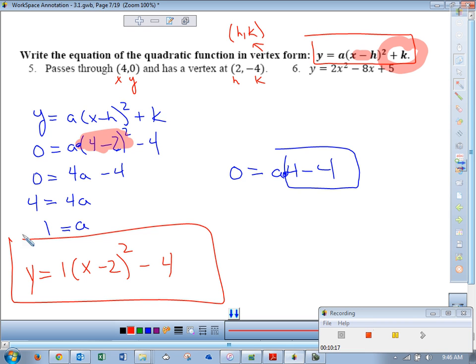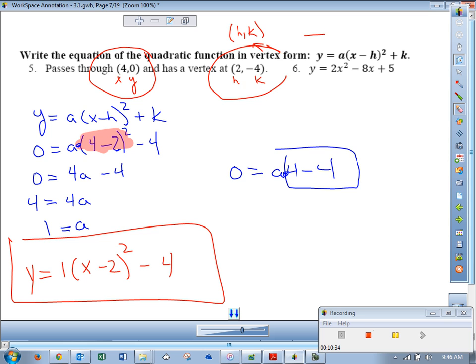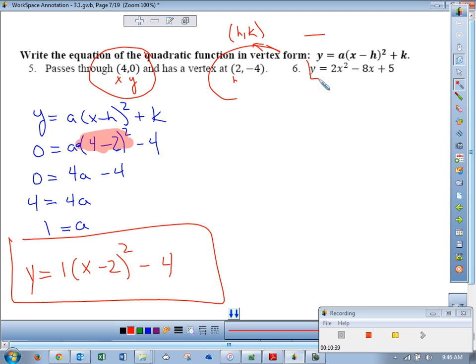That's when they gave you a point and the vertex. I feel it's totally worth the time to put the x, y, h, k. But there's another problem right here. They give me the equation of a parabola, but it's in standard form already. They want me to put it in vertex form.